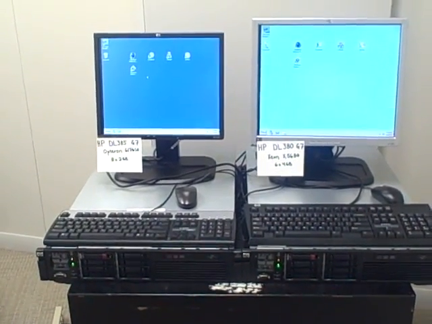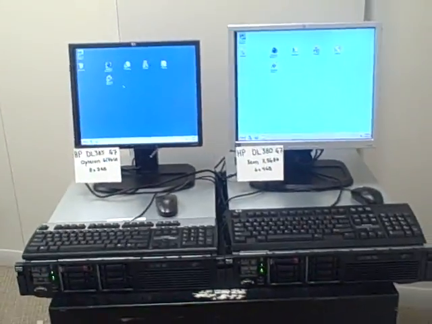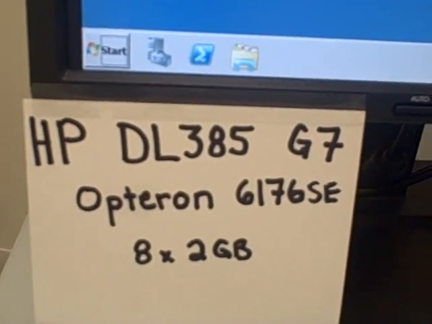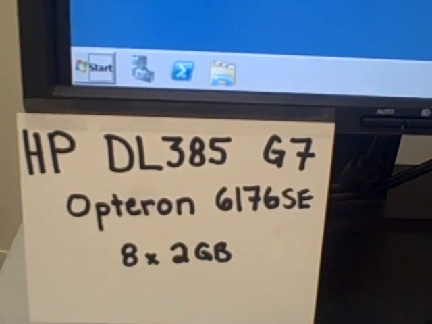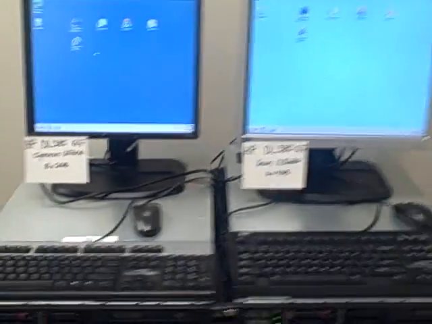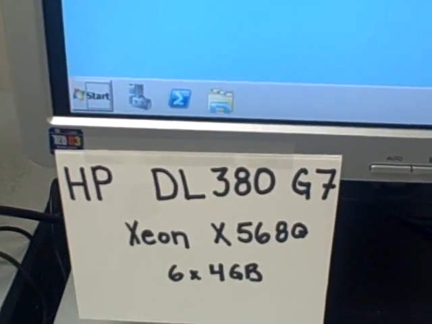What I'm going to show here is an example of a performance difference you might see between an Opteron and a Xeon processor. I'm going to use two servers that are configured identically, except for the CPUs and a minor difference in the memory that's required based on the CPU difference. I've got a DL385G7 using the top bin Opteron 6176 SE processor on the left. On the right, an identically configured system, except with Xeon X5680 processors.